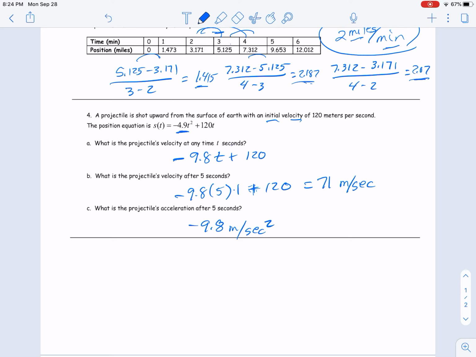Okay. It says, what is the projectile's velocity at any time t? Well, velocity is the derivative of position. And so negative 2 times 4.9 t plus 120. It says, what's the projectile's velocity after 5 seconds? You just plug 5 into the equation and do the math, and you get 71. The projectile's acceleration is the second derivative of position, or the first derivative of velocity, and you get negative 9.8 meters per second squared. That's gravity.